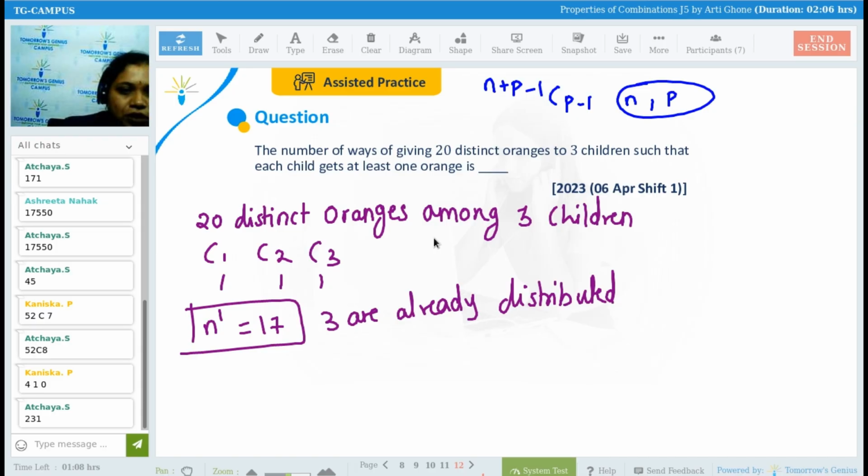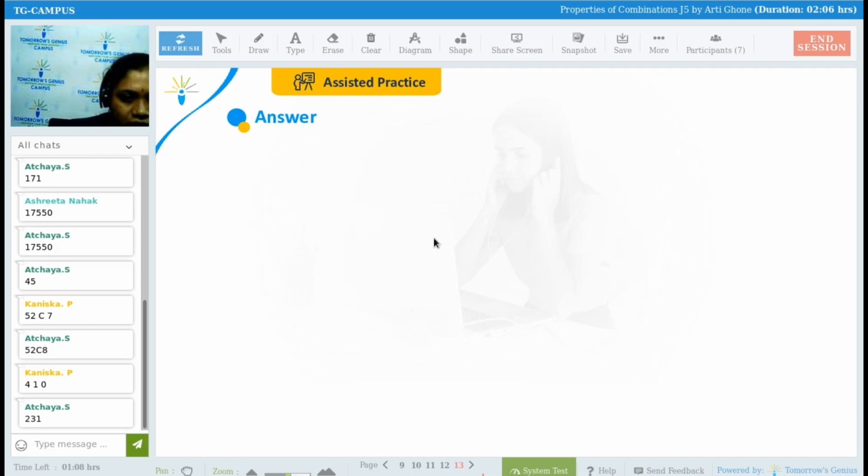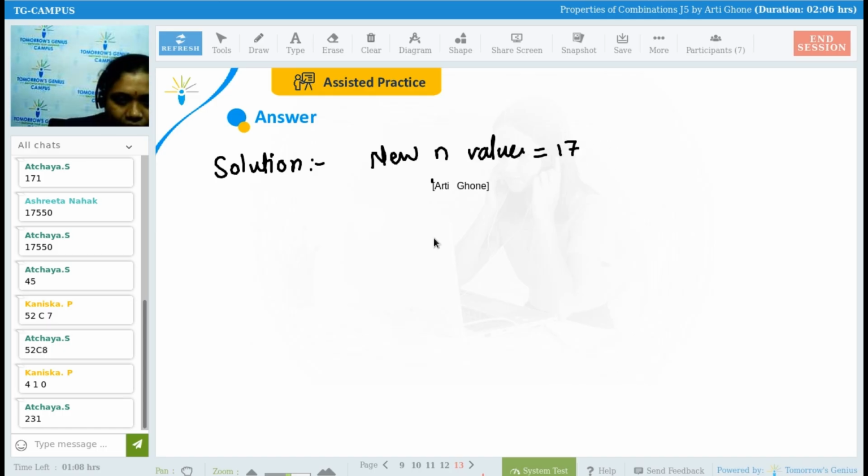3 are already distributed. So we have a new n, that is n dash, equal to 17 and p value is equal to 3. Now you can apply the Beggars method and tell me the answer. Clear? So by Beggars method, solution: new n value is equal to 17 and p is equal to 3.